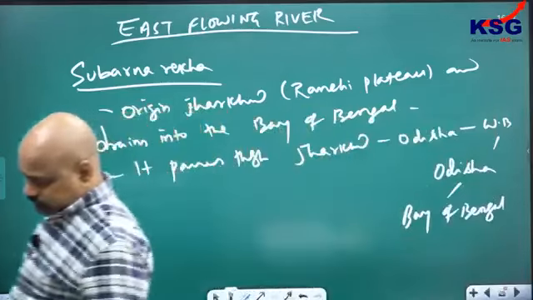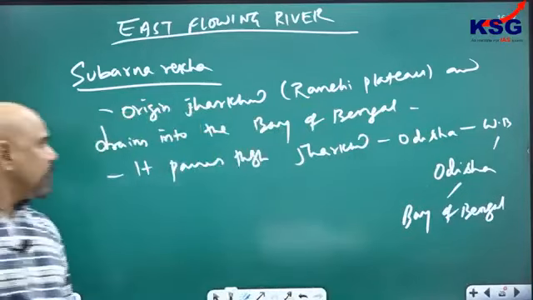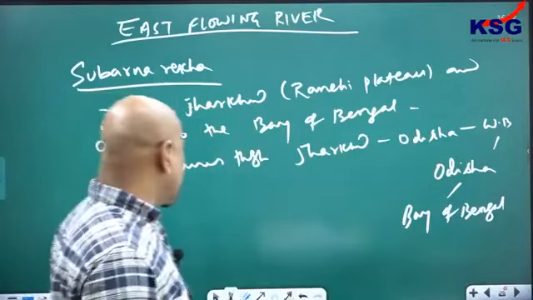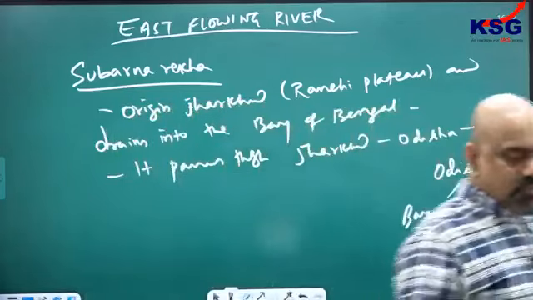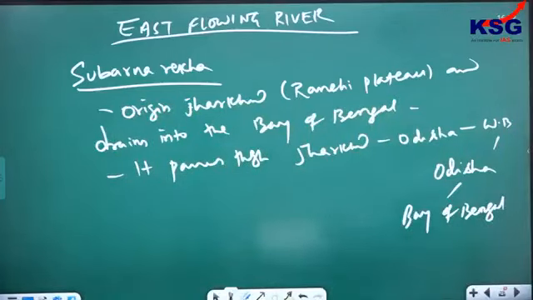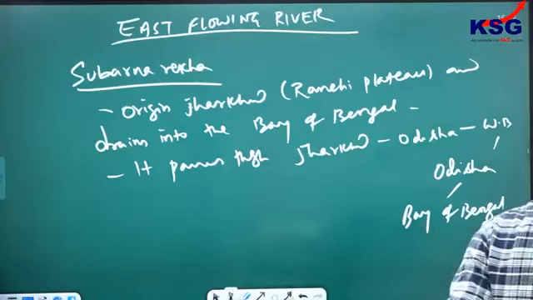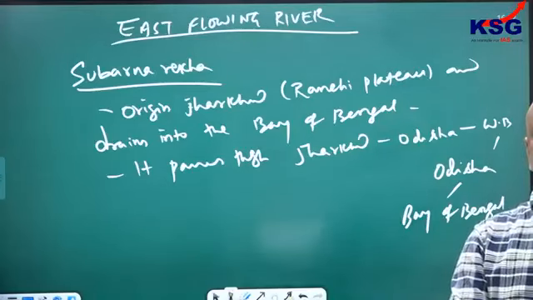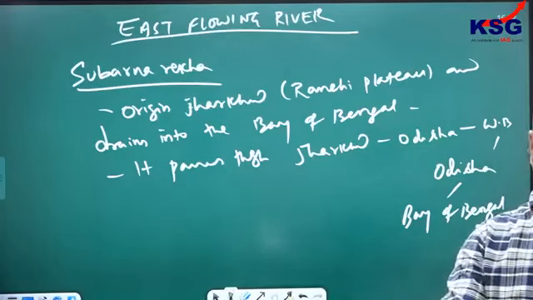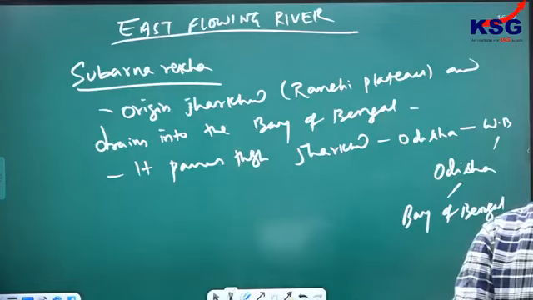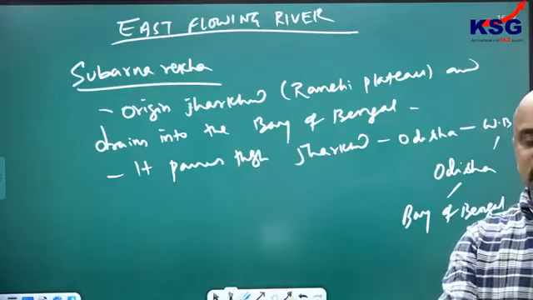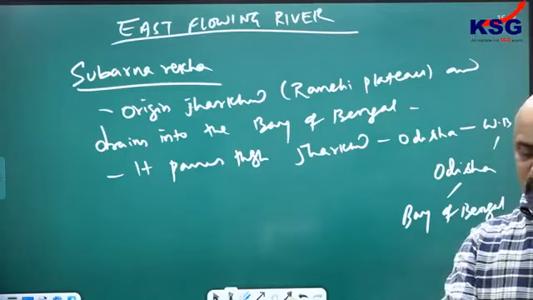Okay, we move in this way, like it originates, it passes through Jharkhand, and from Jharkhand to Odisha, West Bengal, again to Odisha. In this way it flows again to Odisha. Twice in Odisha you will get this river. This is a river which is known for its gold, in fact.